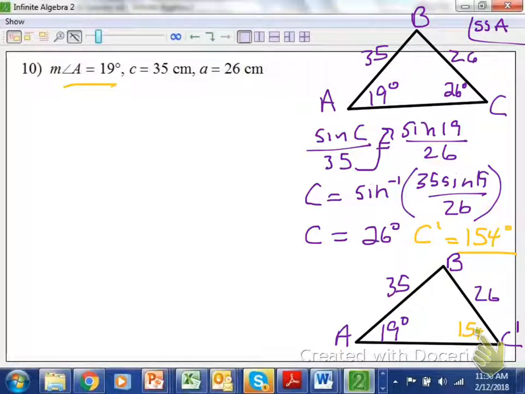All right? It'll be pretty easy to find both of our angle B's at this point. 19 plus 26 up top is 45, which makes this 135. In the bottom, 154 and 19 is 173, which makes this a smooth 7 degrees. Then we just have to find little b up here and b prime down in the bottom.